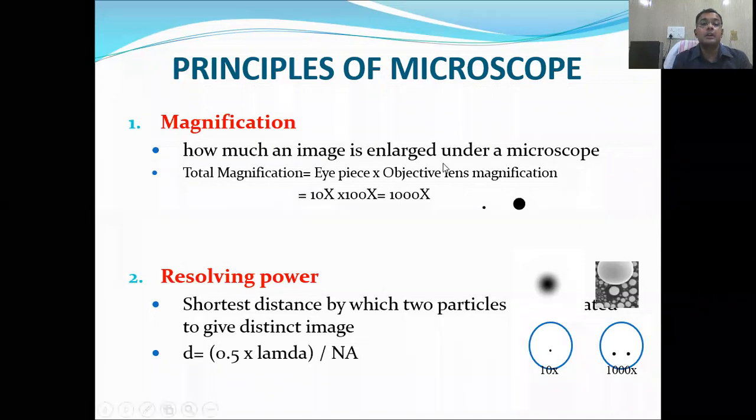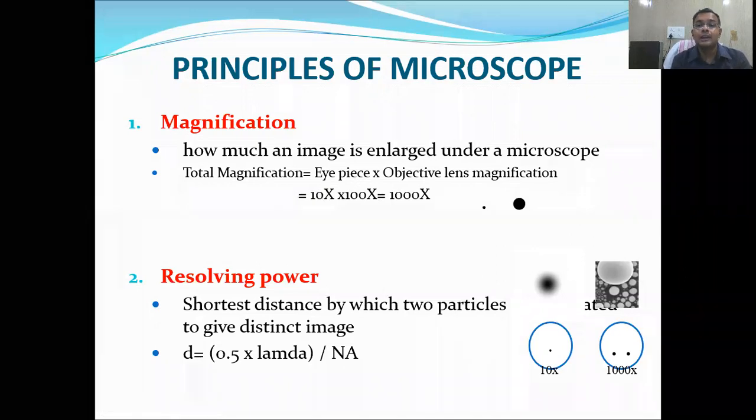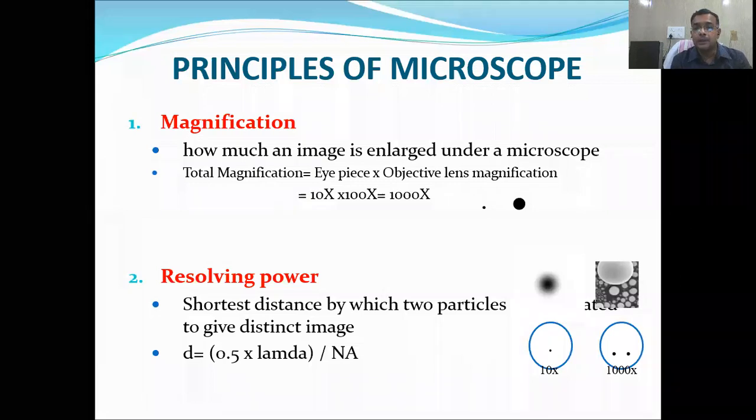The simple formula for calculating magnification is that you multiply the power of the eyepiece by the magnification power of the objective lens. In detail we will study it in the coming slides. So it is simply the multiplication of the power of your eyepiece and the power of your objective lens, and whatever result you get is the magnification.